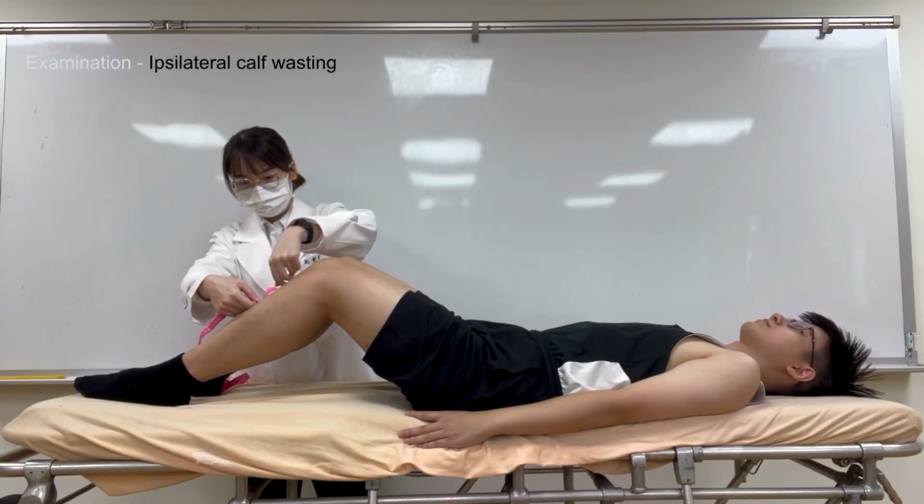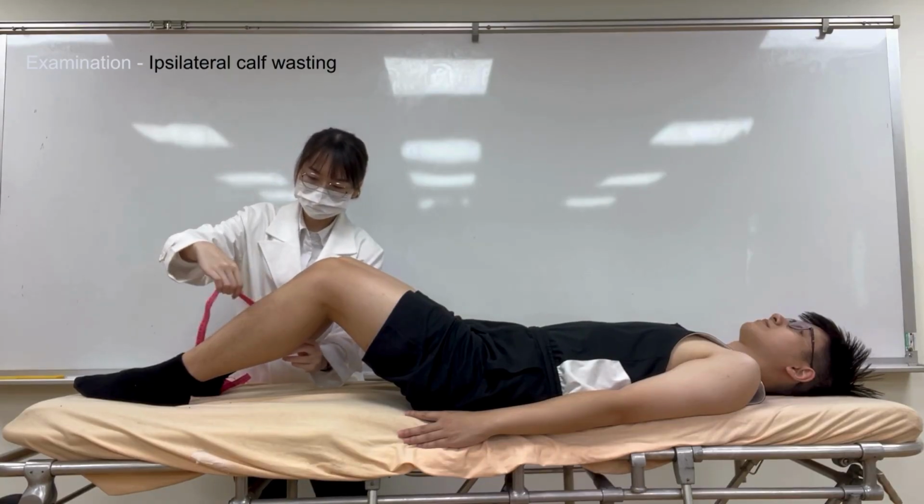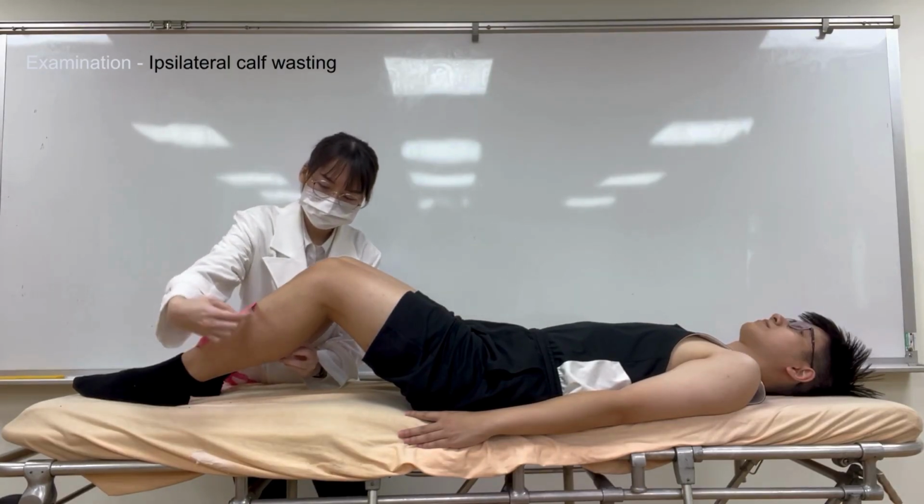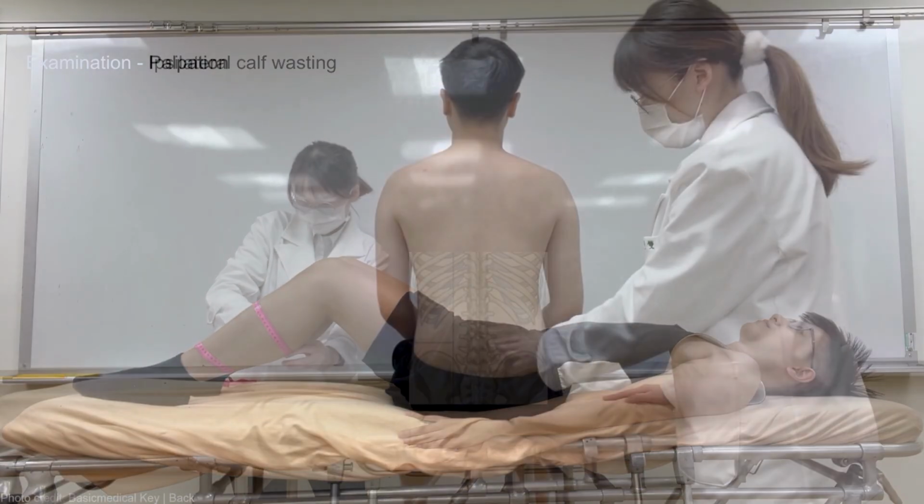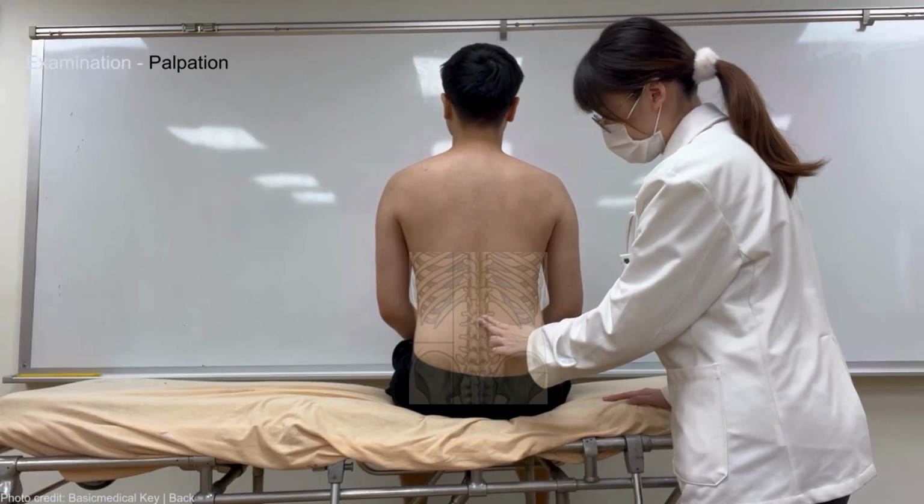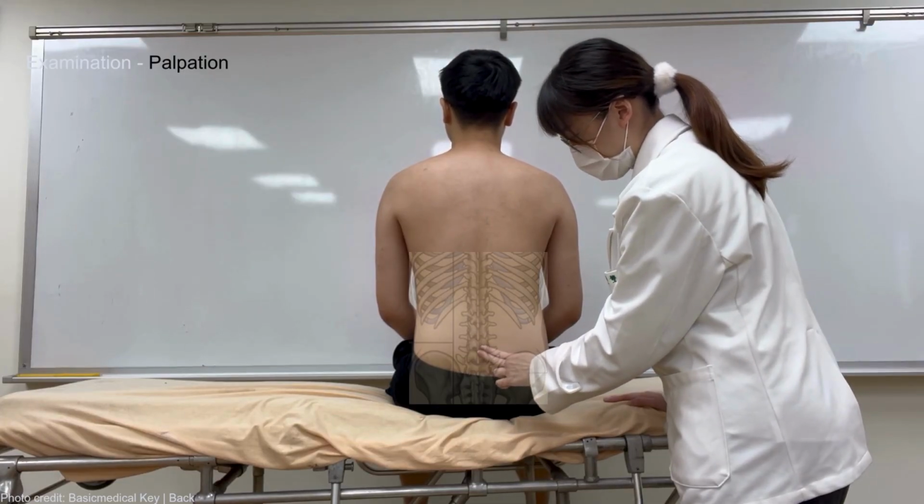Measure calf circumference 10 cm below the tibial tuberosity to assess for ipsilateral calf wasting. A difference of at least 1 cm compared to the opposite side may indicate L5 S1 radiculopathy. Let's begin by palpating the lumbar spine from L1 down to the sacrum, checking for tenderness, step-offs, or asymmetry.